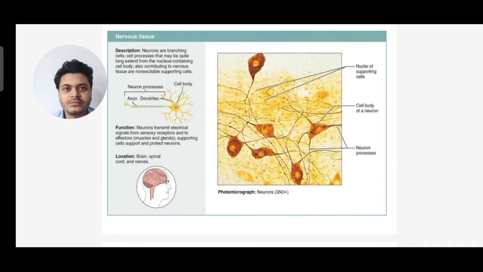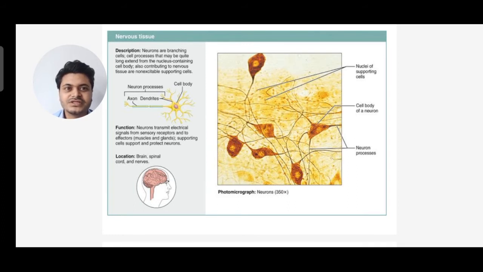Now let's talk briefly about the nervous tissue. You see a nervous tissue description is given. Neurons are branching cells, with cell processes that may be quite long, extending from the nucleus-containing cell body. Nervous tissue also contains non-excitable supporting cells. A neuron has processes of two types: axon and dendrites, along with the cell body.